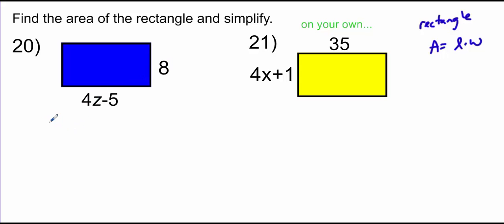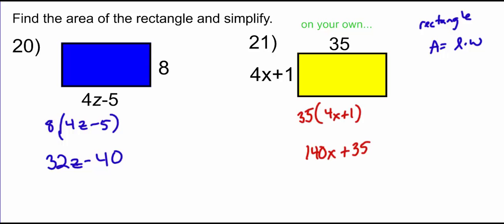Essentially, I just need to take these two sides and multiply them. 8 times 4z minus 5. That might look familiar because all it is is a distributive property problem. All right, so go ahead and again pause the video. Do number 21 on your own.